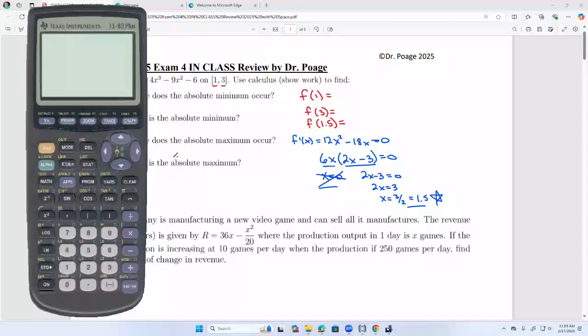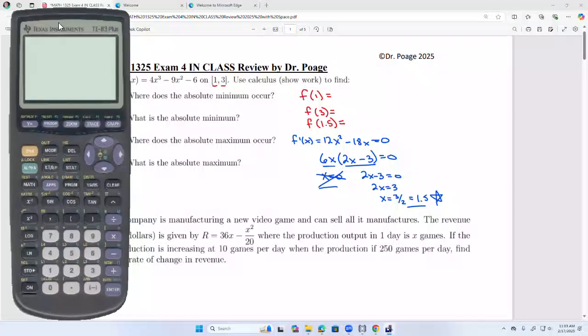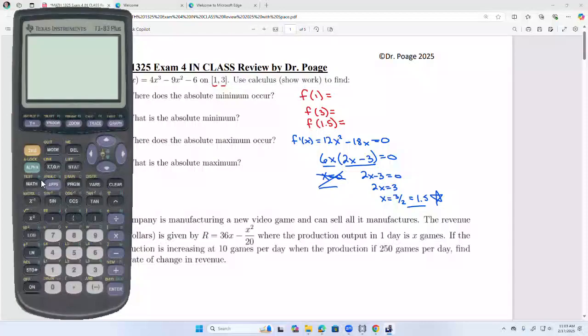Okay, and the quickest way to evaluate a bunch of numbers into the same function is to use your calculator and go to your table. So I'm going to go to y equals, and I'm going to type in my original function here. So I have 4x to the third minus 9x squared minus 6.